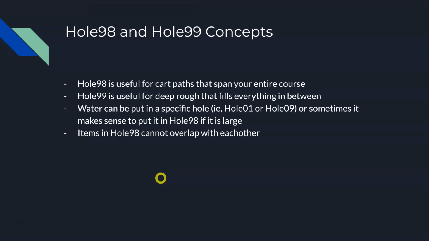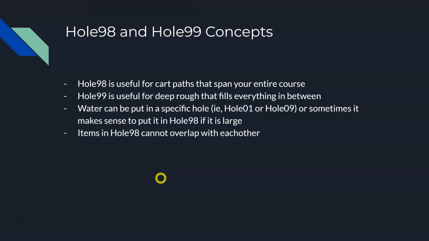Water is kind of unique, and it can be put on a specific hole. For example, you could put it on hole 1 or hole 9 if it's contained in that hole. But if it's a large body, it might make sense to put it on hole 98 so that it cuts through all the shapes underneath it. For example, if it spans multiple holes, it might make sense to put it on 98 so it cuts all the shapes underneath it.